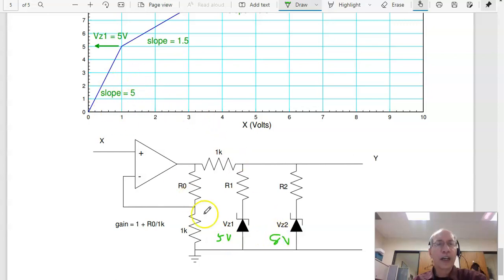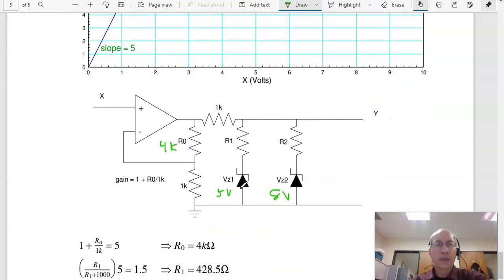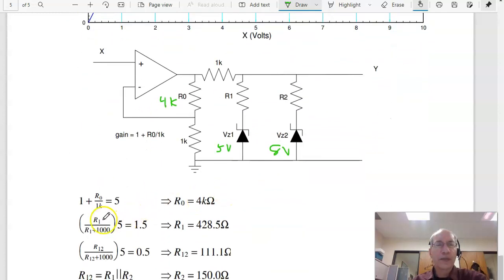The initial slope of 5 says that 1 plus the ratio is the gain. This must be a 4K. Gives you a gain of 5. By voltage division, the gain drops. I want the gain to drop from 5 down to 1.5 to solve for R1. So that'll be the voltage division, R1 over R1 plus 1000 times a gain of 5, gives you 1.5. Solve for R1, get 428 ohms.